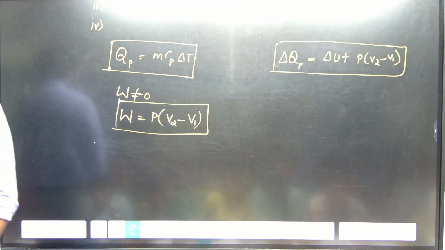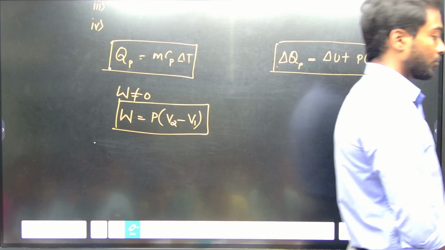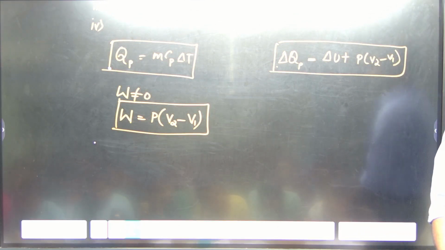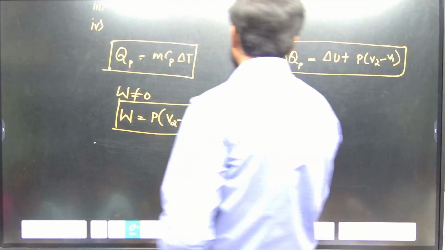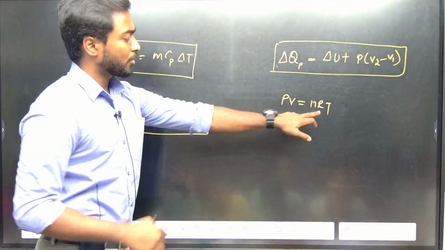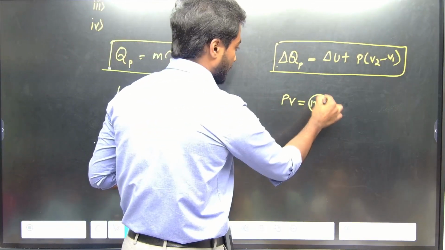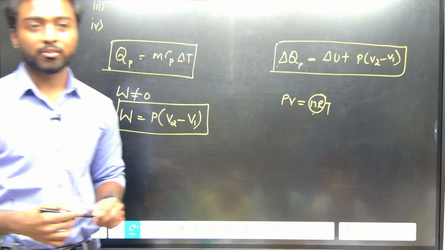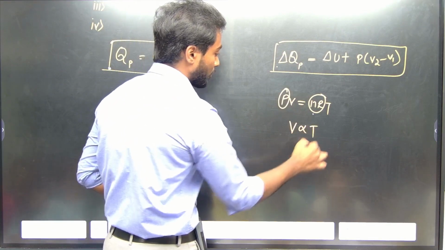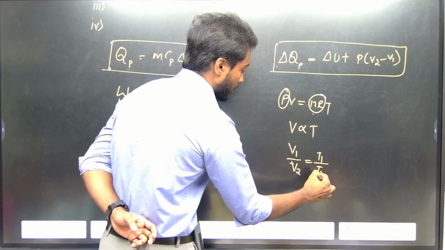Next point is, according to the ideal gas equation, PV is equal to nRT. What are the things that are constant here? n and R are constant. And in the isobaric process pressure is constant, P is also constant. So V is directly proportional to T. So V1 by V2 will be equal to T1 by T2.